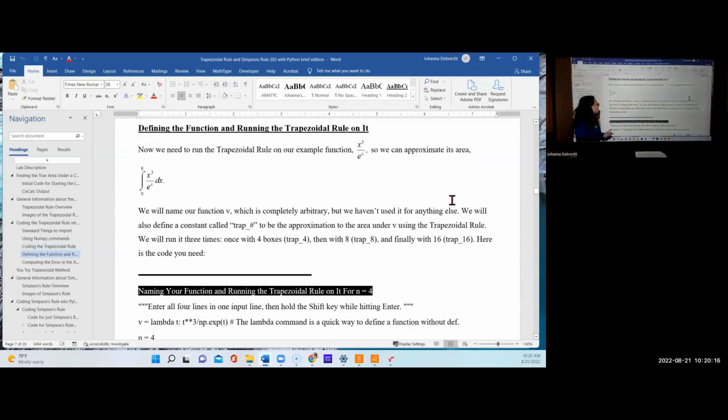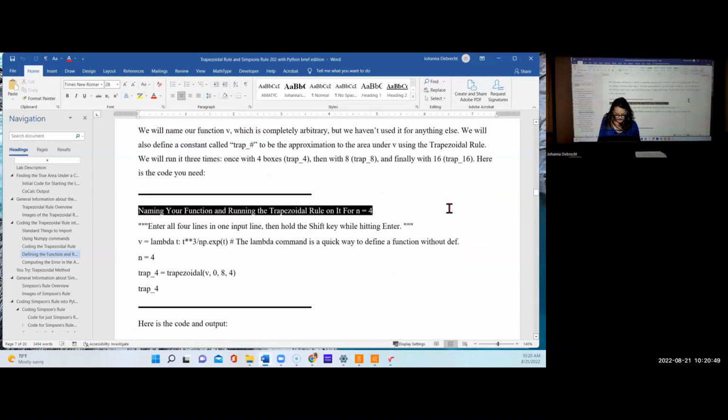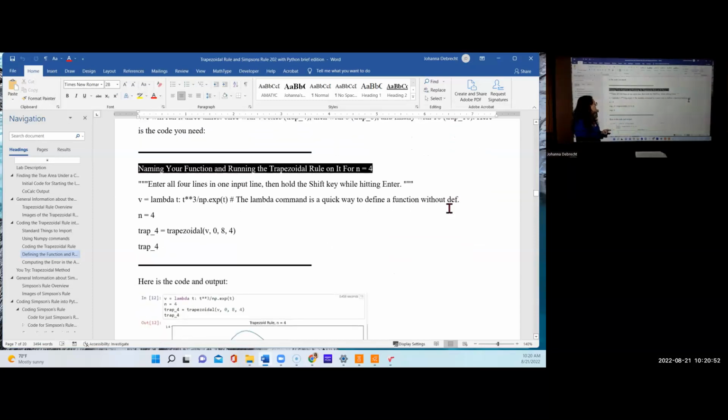So now we need to run the trapezoidal rule on our example so we can approximate the area. Now I'm going to use the letter V, I think is what I used in here because I haven't used it for anything else. And then we want to define some constants called trap4, trap8, or trap16 to indicate what the value of the result is when I'm done computing. In other words, what's the approximation of the area under the curve using 4 trapezoids or 8 trapezoids or 16. So here's the code that you need in order to do that. Again, we'll put all of these lines of code into one rectangular box.